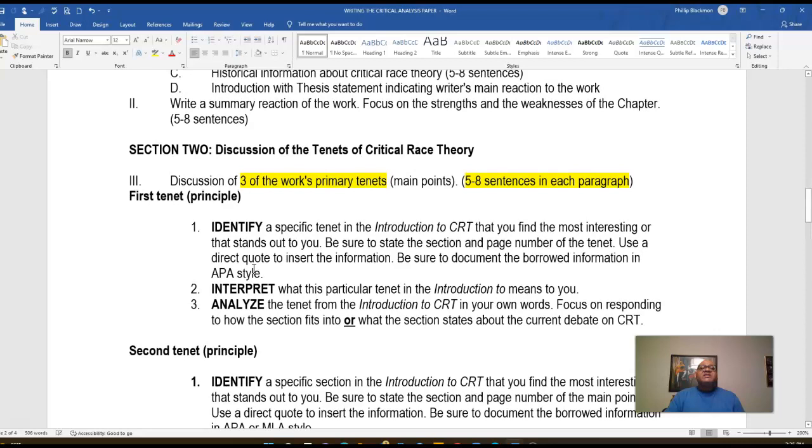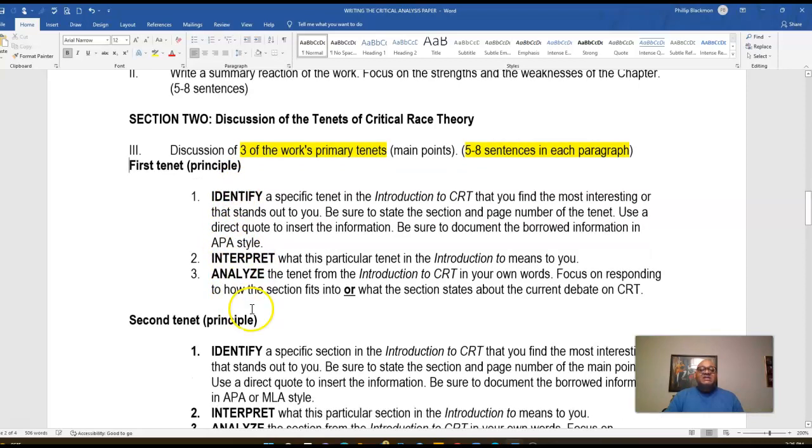Okay. So on day 2 of writing the critical race theory paper or the critical analysis, I always get them confused. Just bear with me. On day 2 of writing the critical analysis about critical race theory, you are going to focus on these 3 paragraphs, and these should be 3 big paragraphs. Focus on 5 to 8 sentences, but you are free to go over up to 12 sentences as you identify the first tenet, interpret that tenet, and analyze that tenet.